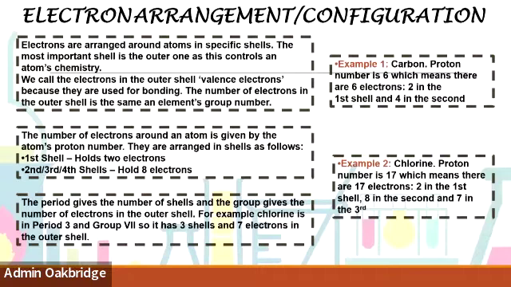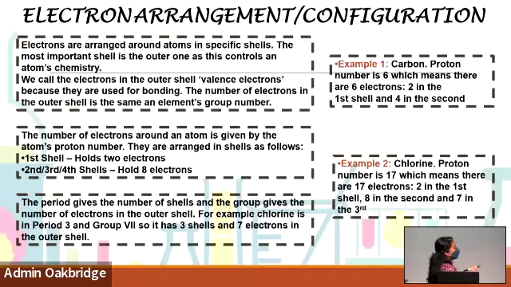Example 2, chlorine, the proton number is 17. On the board, the electronic arrangement is first shell 2, second shell 8, which already completes 10. Then I have 7 more because my total number of electrons is 17, so the last shell has 7. So I identify 2, 8, 7. That is known as the electronic configuration, right?